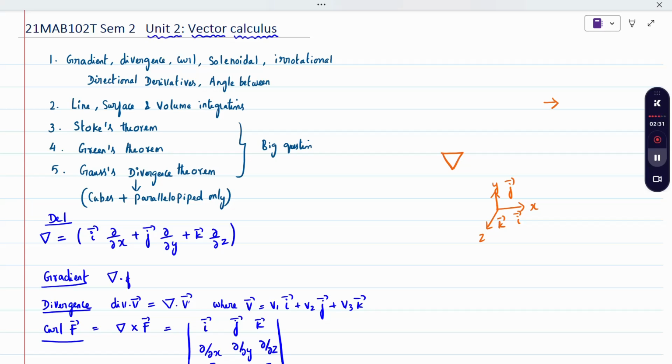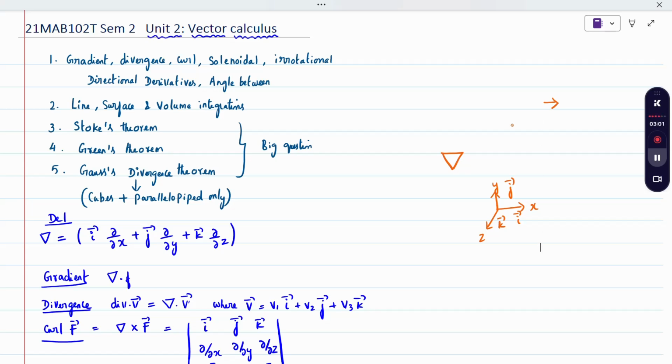Divergence is nothing but div, first three letters only, div of v vector. Here gradient means no dot product, f is not a vector. Here divergence is a dot product, and v is a vector. So div is nothing but del only. So del dot v vector. V vector, for example, if it is v1 into i vector plus v2 into j vector and v3 into k vector. So depending upon the question, it will change.